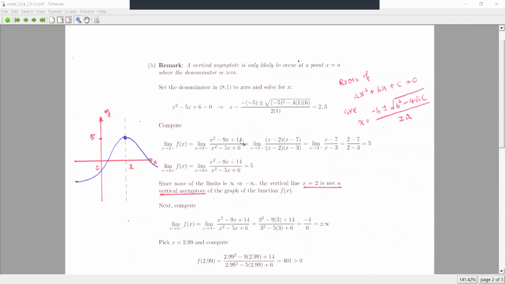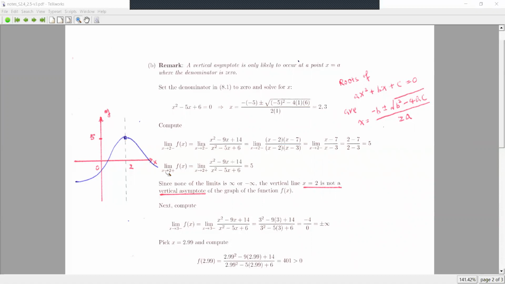Factor the polynomial on the top, we get x minus 2 times x minus 7. Factor the polynomial at the bottom, we get x minus 2 times x minus 3. Cancel x minus 2. Then we have this limit. Now, plug in 2 for x, then the limit is equal to 5. So when x approaches 2 from the left side, the graph approaches 5. At this point, the height is 5.